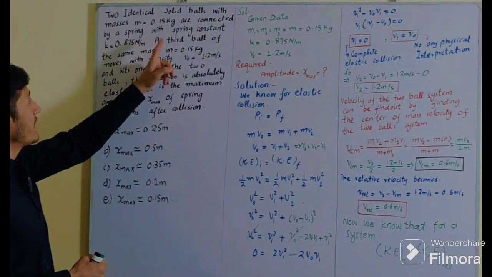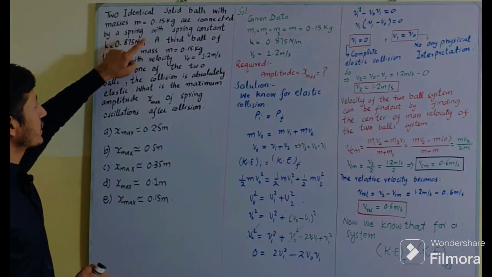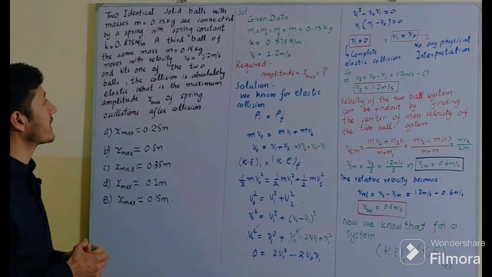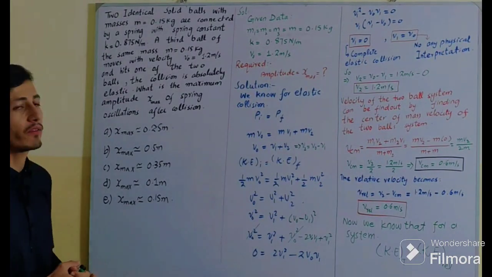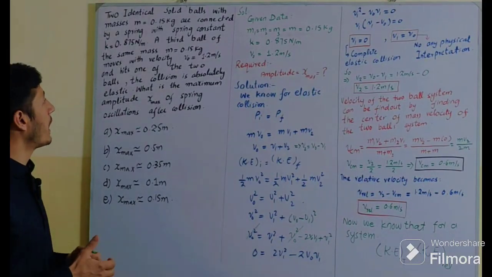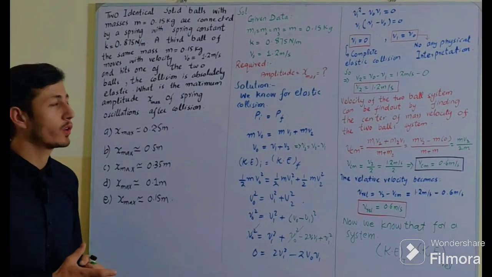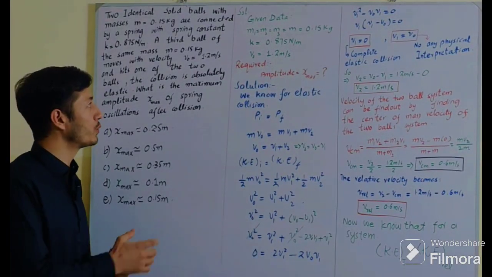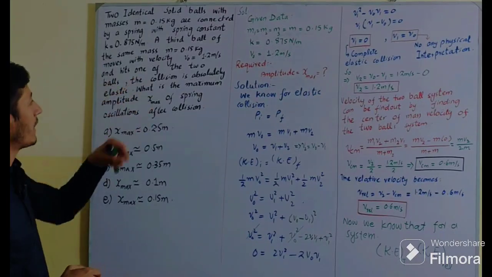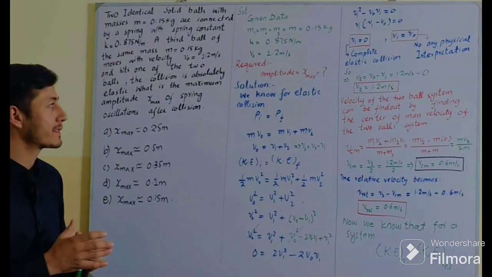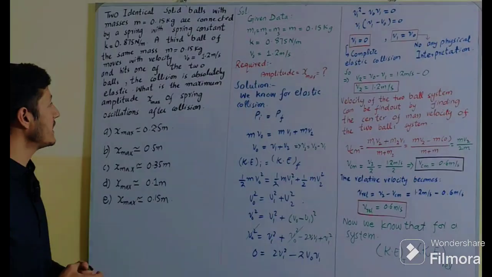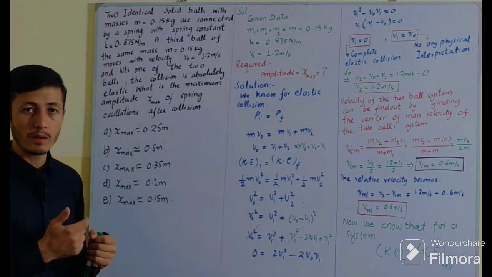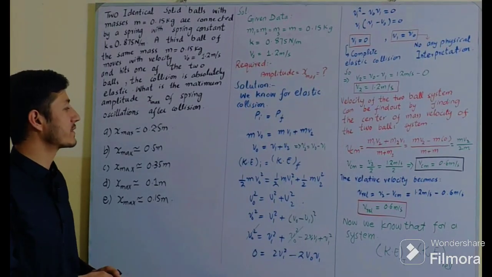The question is: two identical solid balls with masses m equal to 0.15 kg are connected by a spring with spring constant k equal to 0.875 Newton per meter. Then a third ball of the same mass m equal to 0.15 kg moves with the velocity of v0 equal to 1.2 meter per second and hits one of the two balls. The system of two balls hits the system of two balls. The collision is absolutely elastic. Then what is the maximum amplitude x maximum of the spring oscillations after collision?